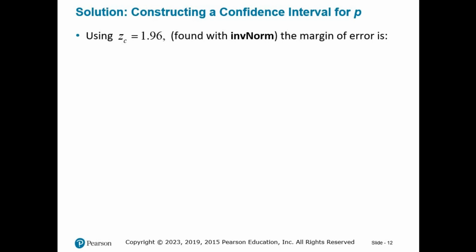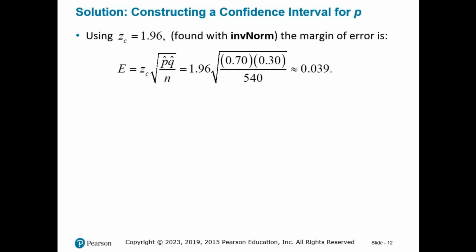Then we can find our margin of error e using the formula e equals z sub c times the square root of the ratio p hat times q hat divided by n. Pause the video a moment to see how you do that. You should have gotten 0.039.